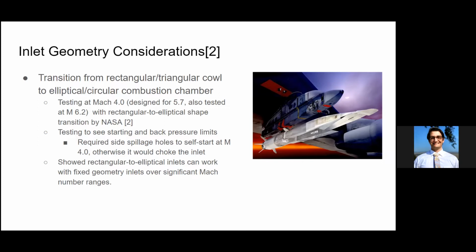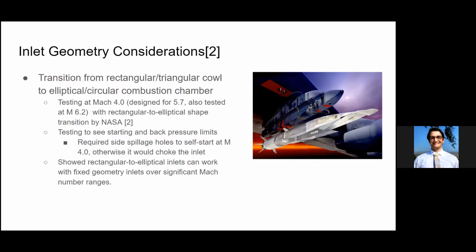They were doing testing at Mach 4, even though the inlet was designed for Mach 5.7. They also tested at Mach 6.2. The goal of this testing was to verify and look at the rectangular to elliptical shape transition. They wanted to test the starting and back pressure limits to see what caused the engine to unstart and what range it was able to run in.